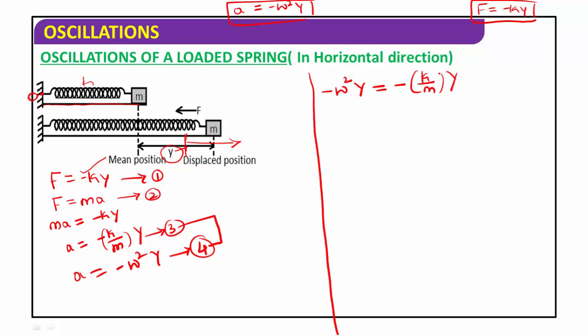From equation 3 and 4, minus omega square y is equal to minus k divided by m into y. Minus y and minus y cancel, so omega square is equal to k divided by m, or omega is equal to root of k divided by m.